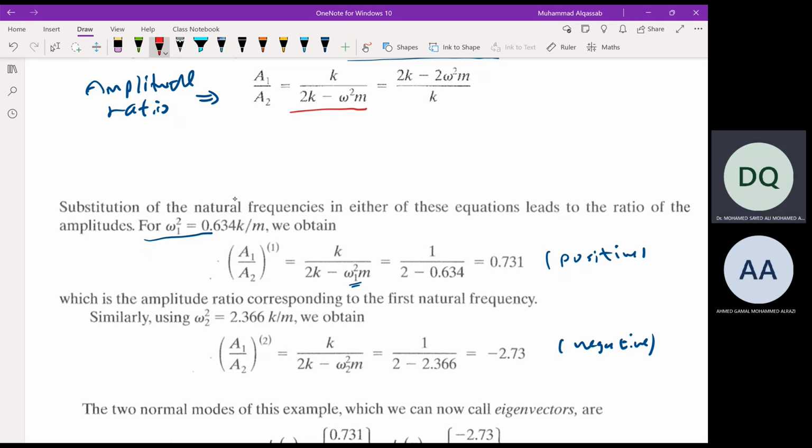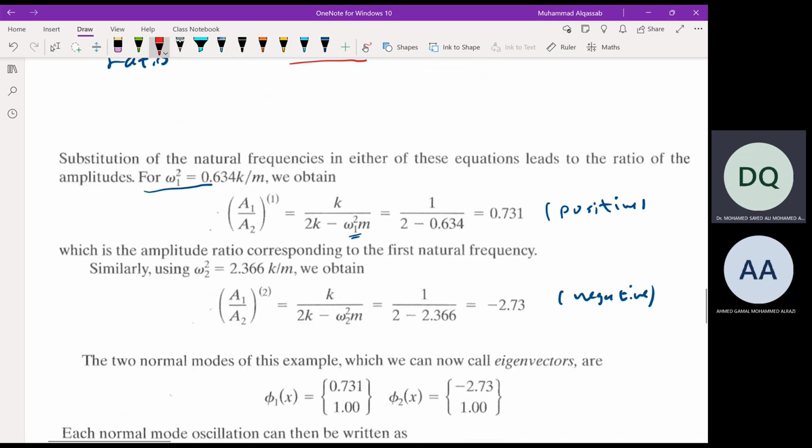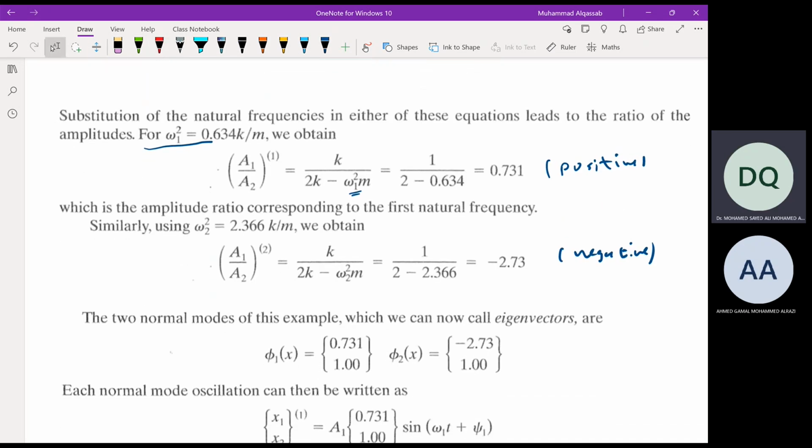And we write A1 over A2 superscript 1. Superscript 1 means for mode number 1. And when you substitute, you get 0.731, which is a positive value. And this means this ratio is always the same, regardless of time. Then we put omega 2 in the amplitude ratio, and the amplitude ratio is given here as superscript 2, which means for the second mode.